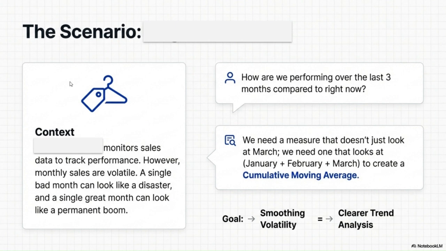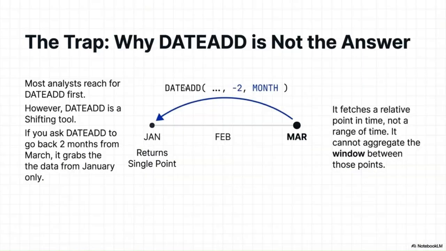Let's start with the business problem. Our customer tracks monthly sales, but raw numbers fluctuate a lot. One bad month looks like a disaster. One good month looks misleadingly strong. The business question is simple: how are we performing over the last 3 months compared to now? To answer this, we need a 3 month moving average, not just a single month value.